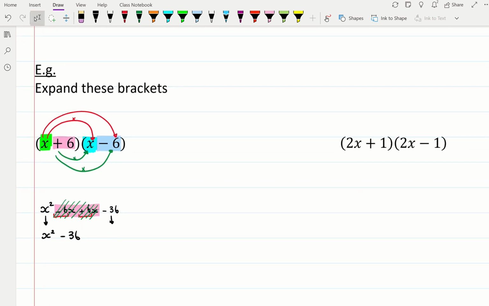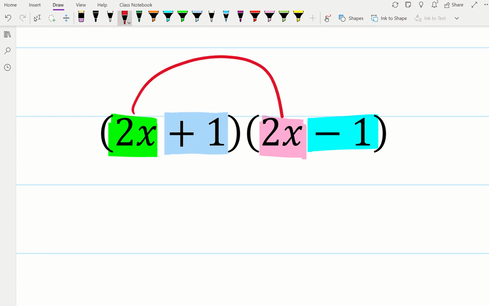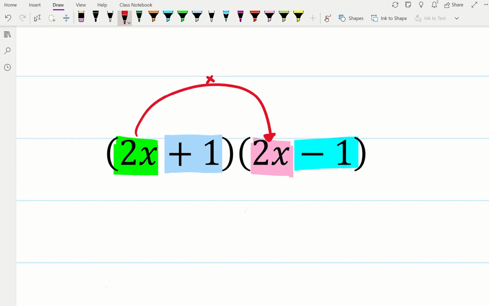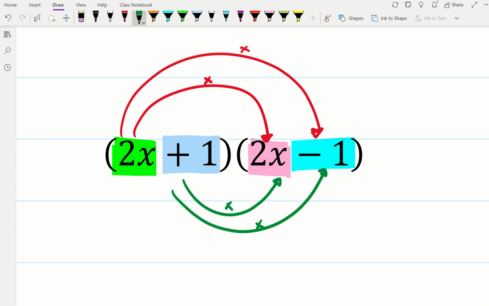This is again very similar. I've got nearly identical brackets, except the signs are different. This is a plus 1 and this is a minus 1. 2x times 2x, let's put the arrows, 2x times negative 1. And then I've got 1 times 2x, 1 times negative 1. 2 times 2 is 4. x times x is x squared.